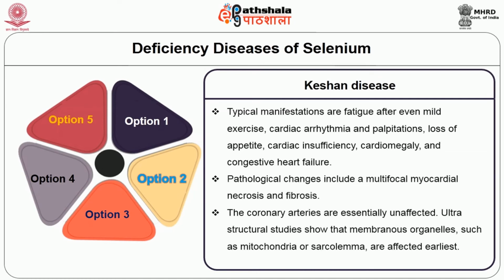Typical manifestations are fatigue after even mild exercise, cardiac arrhythmia and palpitations, loss of appetite, cardiac insufficiency, cardiomegaly, and congestive heart failure. Pathological changes include a multifocal myocardial necrosis and fibrosis. The coronary arteries are especially unaffected. Ultrastructural studies show that membranous organs such as mitochondria or sarcolemma are affected earliest.